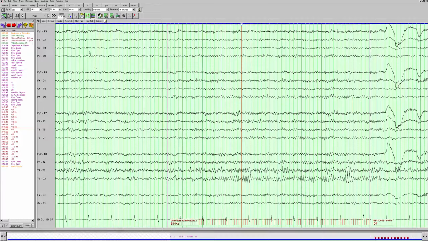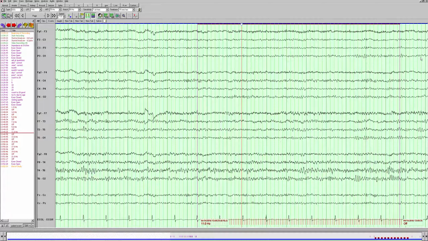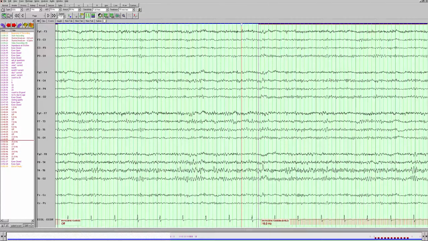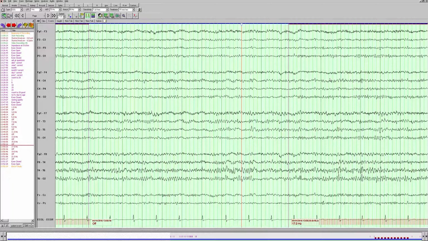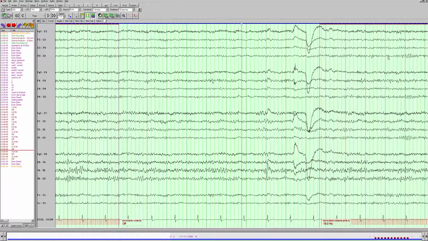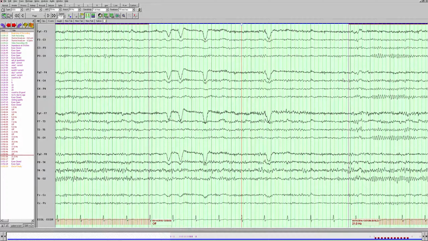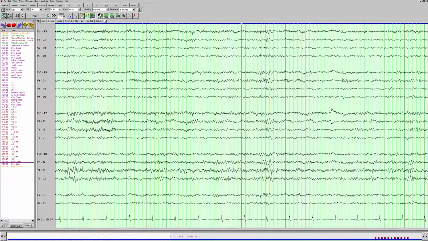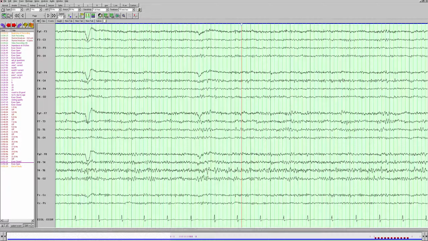If we look at the background activity here, then the flash. So there's probably some photic driving here, and then after the flash, we see the background reverting back to its normal frequency. And maybe a little bit here as well. Again, the presence or absence of a photic driving response is really not overly significant. We're looking for abnormal responses. And the presence or absence of driving doesn't really matter.